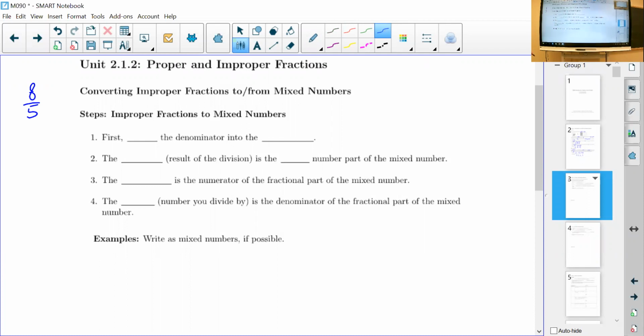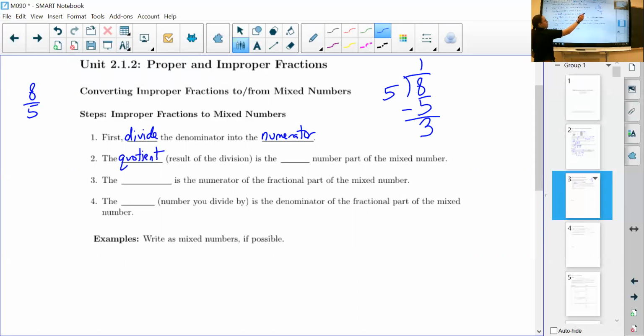The first thing we do is we divide the denominator, that bottom number, into the numerator. So we take 5 into 8 in this example, goes in once, and we'll do our remainder. 1 times 5 is 5. Subtract, we're left with 3. So the quotient, that's the result of the division, that's this part on top, is the whole number part of the mixed number.